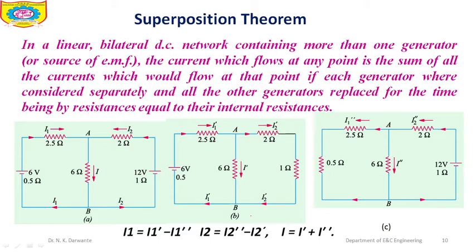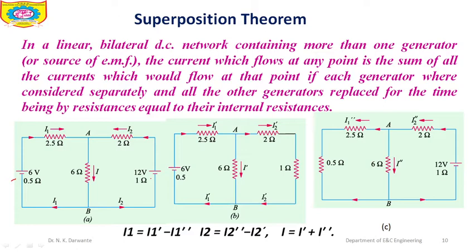Then the question arises, when to use the superposition theorem. The superposition theorem is applicable if the circuit contains more than one EMF source. EMF sources means, for example, in the last example we also saw that there are two EMF sources, means batteries. Here a 6 volt battery is there, and a 12 volt battery is there. Then we can apply the superposition theorem. If a single battery is there, then there is no need to use the superposition theorem.